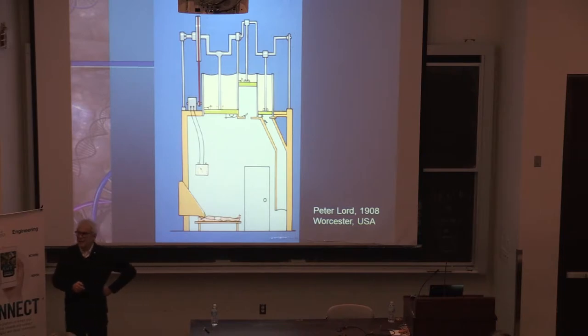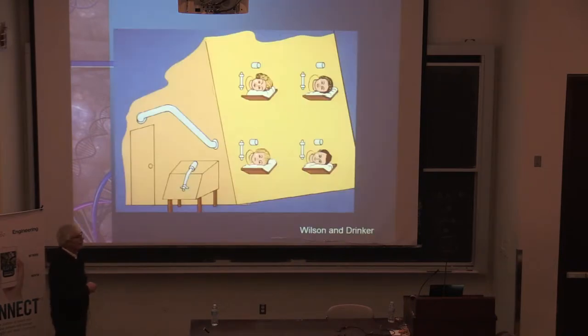And then I guess the financial folks said this would be unbelievably expensive. Just look at one huge room to take care of a patient. Let's put four patients in and ventilate them. And this actually was a ventilator built for kids by Wilson and Drinker. This was during the polio epidemic, and I'll come back to that in a second.